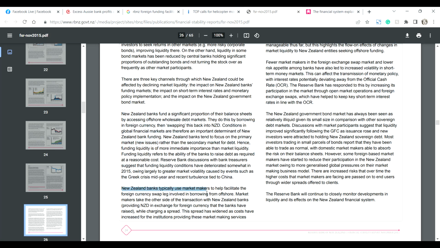New Zealand banks typically use market makers to help facilitate the foreign currency swaps involved in borrowing from offshore. Market makers take the other side of the transaction with New Zealand banks. This is via settlement accounts at the Reserve Bank, I add. Market makers provide New Zealand dollars in exchange for the foreign currency that the banks have raised, charging a spread.